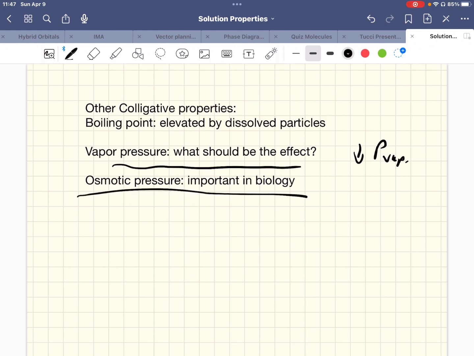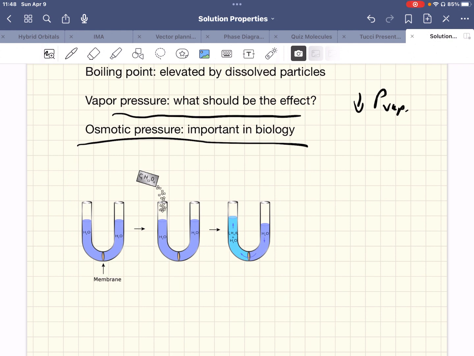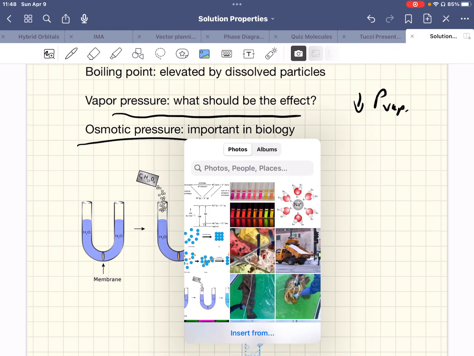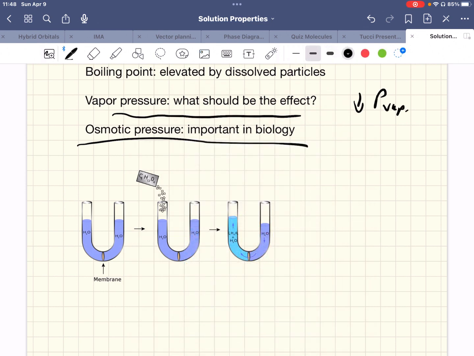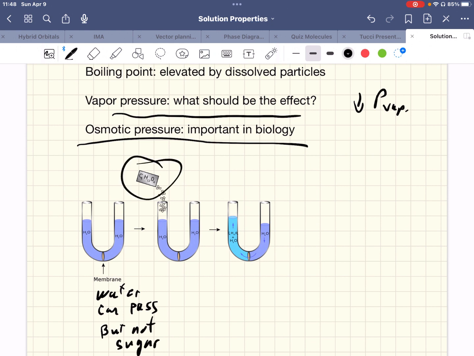This last one is called osmotic pressure, and it's really, really critical in biology. So this is a really classic experiment that one does in a biological lab. So this is a U tube. Yeah, that's what it's actually called. It's a U tube. There is a semi-permeable membrane here that allows water to pass through, but not the sugar. And this is sugar. This is glucose in this case.